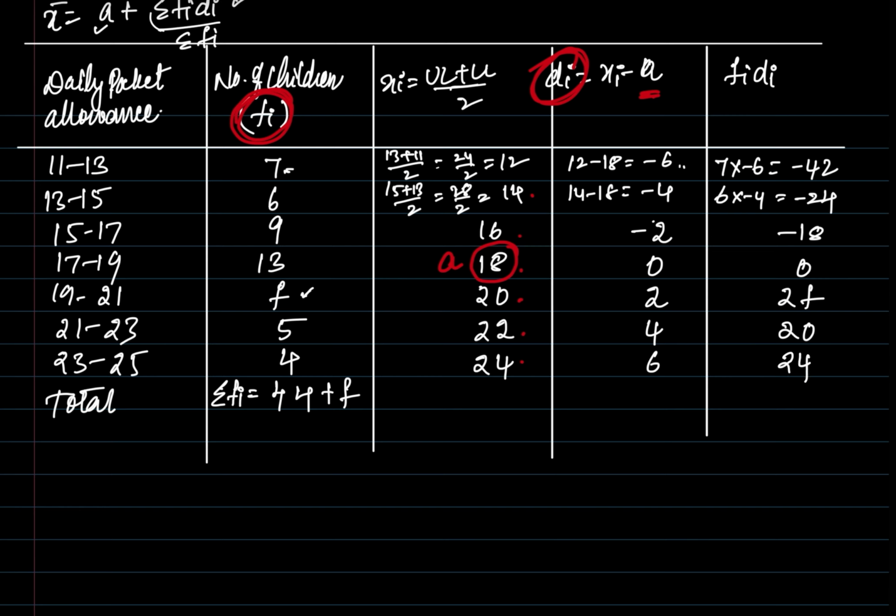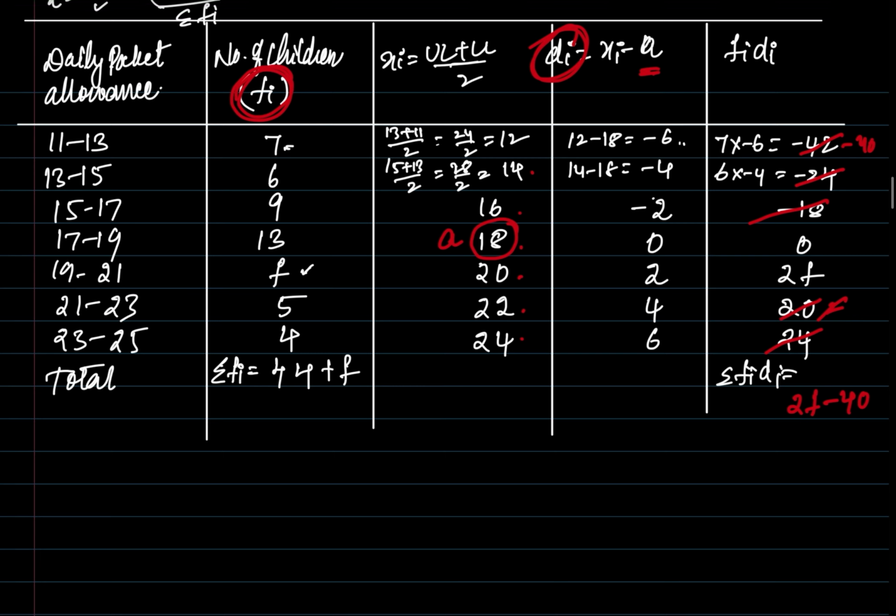Now what you'll do, you'll add these. So sigma fi di. Here you can see that minus 24 and plus 24 will get cancelled. Plus 20 minus 18 will be 2, and plus 2, minus 42 gives minus 40. Okay, so here you will get minus 40 plus 2f. So what you will get, 2f minus 40. This is our sigma fi di value.